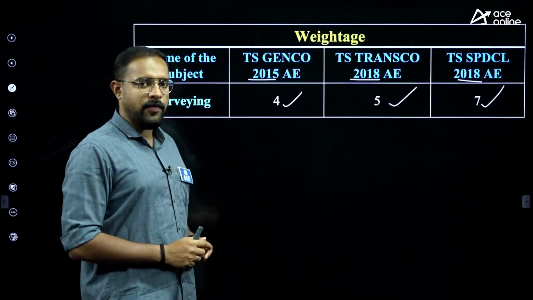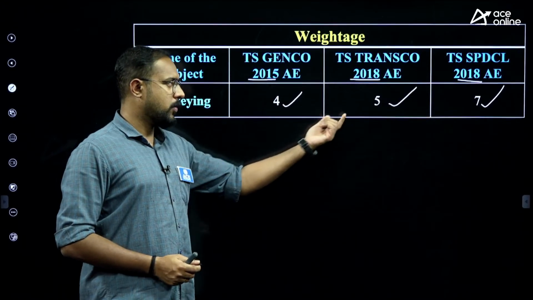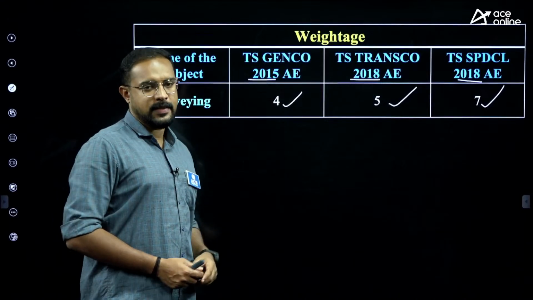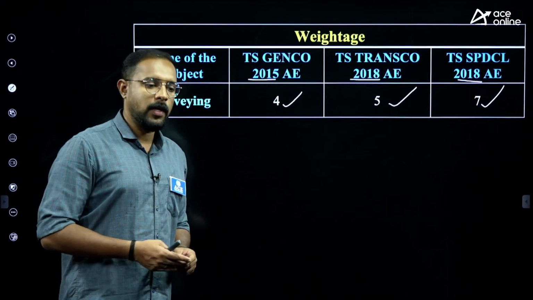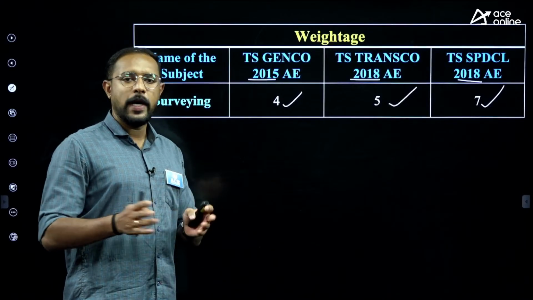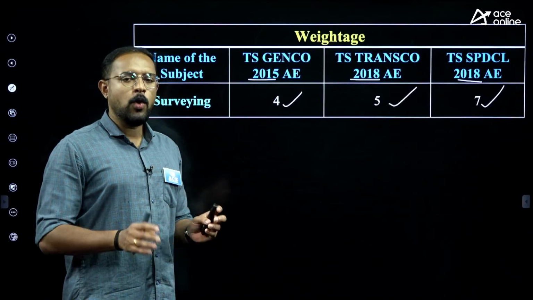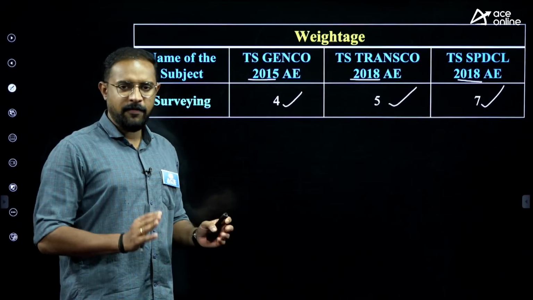So this is roughly the weightage of our subject. You can see that 4, 5, 7, it is increasing as the years pass by. So you can expect a good number of questions from this topic. Around 6 to 8 marks you can expect from surveying. Definitely no too many confusing questions will come.